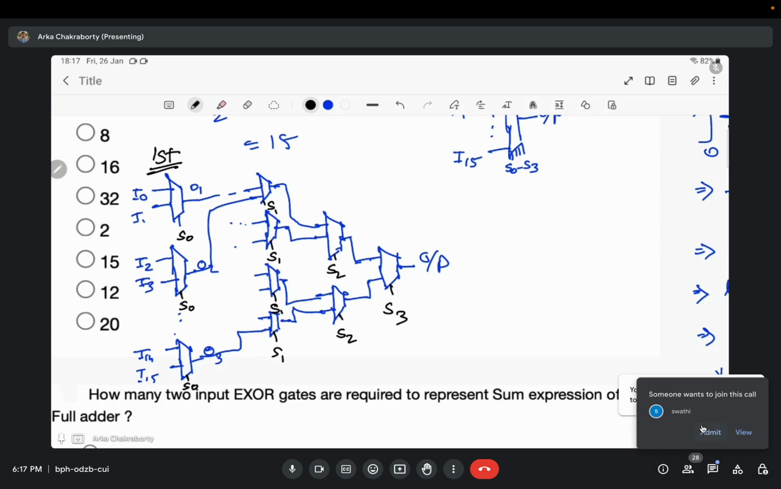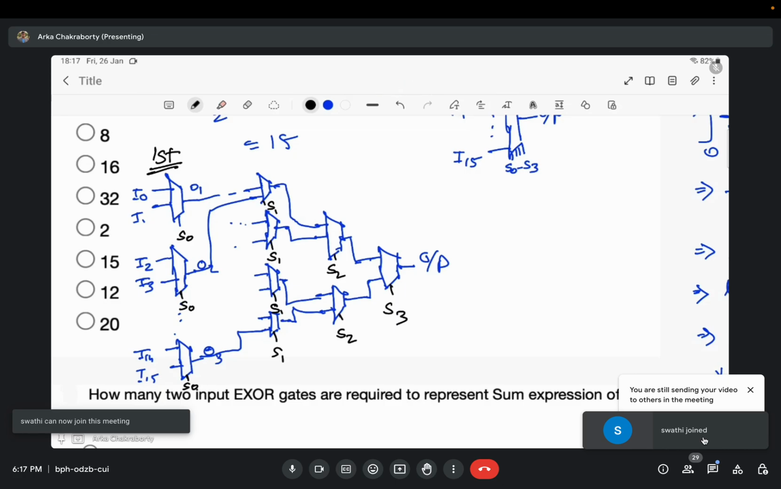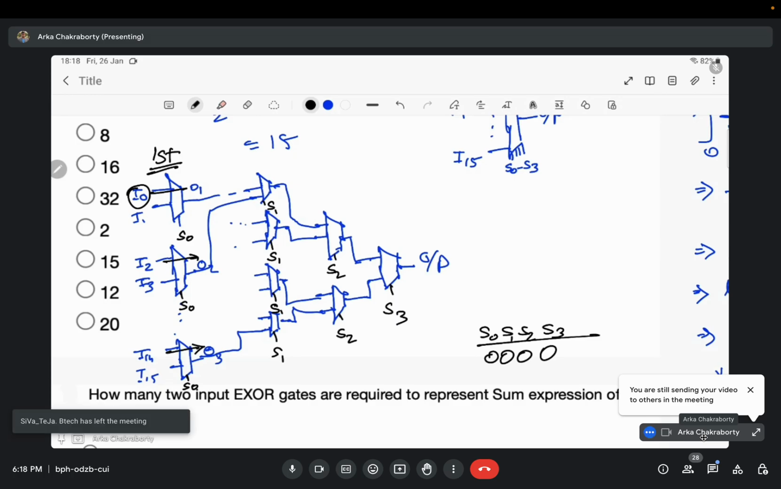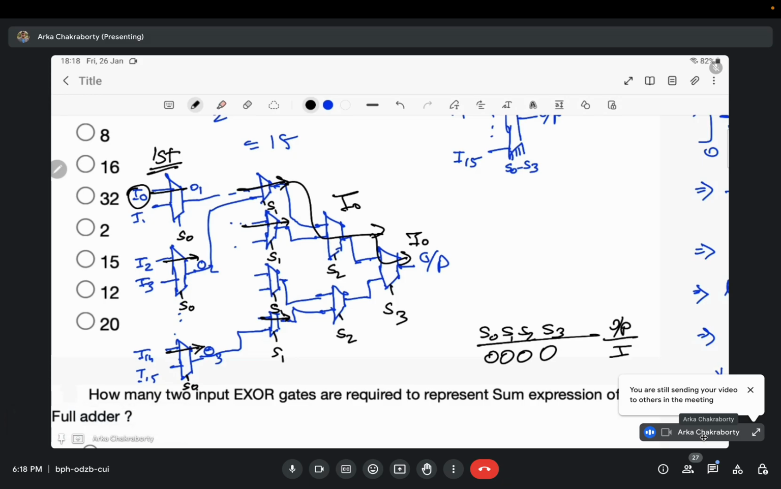Now how will it work? Say I want to pass I0. What I need to send as the control signal should be 0 0 0 0, that is S0, S1, S2, S3. You can see when 0 is selected, I0 will pass, I2 will pass, I14 will pass in this way. When S1 gets 0, it will again pass I0, and here it will pass I14. Again when S2 is 0, it will pass I0, and when S3 is 0, again it will pass I0. So finally I will get the output as I0. I0 will be selected.